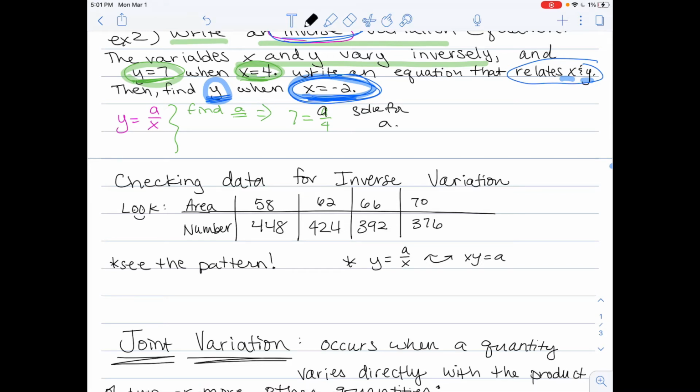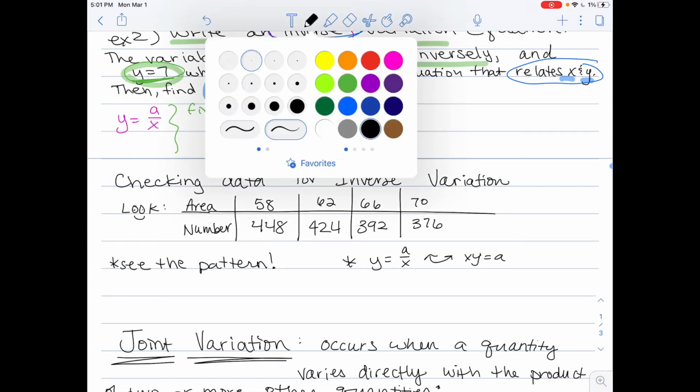So in order to solve for a, I'm going to move the 4 away from it. Since it's being divided by 4, I'm going to multiply both sides by 4. And I get a equals 28. So that's what the first step does. It helps us find that value of a.